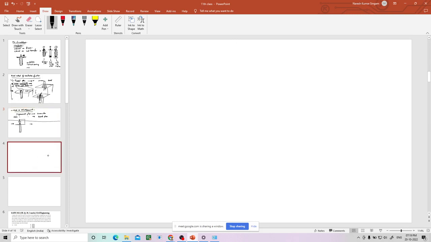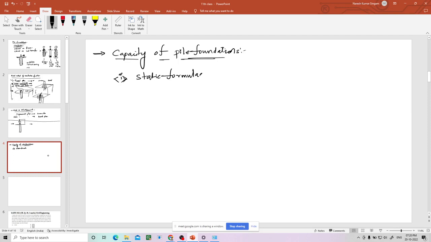And the next main thing we should talk about is the capacity of the piles. In this class, or generally in geotechnical engineering at the BTech level, we will talk only about static capacity. There will not be any dynamic capacity taught in this program. That's the reason why we call them static formulas. Here we are talking about two types of soils: one is clay soil and the other one is sand.